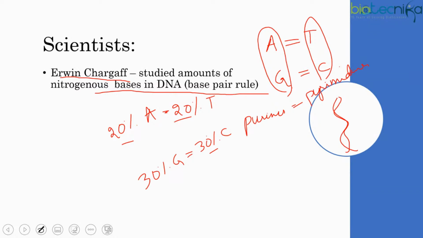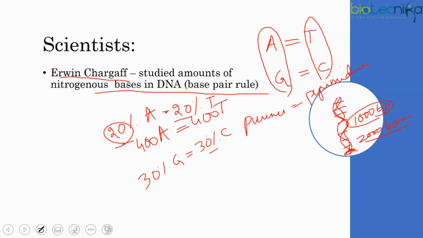So let's say this entire DNA has 1,000 base pairs. 1,000 base pairs means a total of 2,000 bases, because each base pair means two bases. So how much will be 20% of 2,000 bases? 400 adenine will be there, 400 thymine will be there. Got it? And two hydrogen bonds between them, so a total of 800 hydrogen bonds.